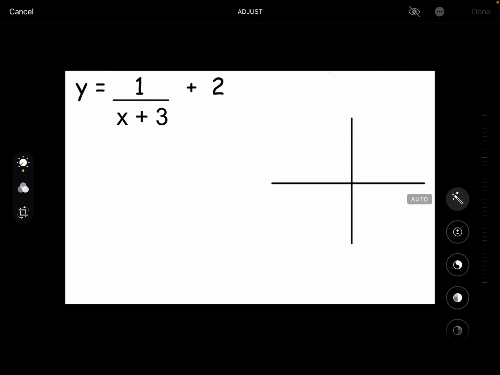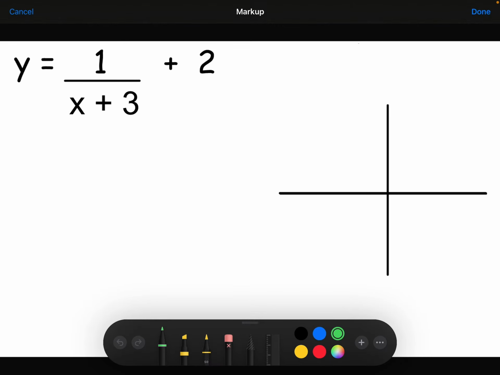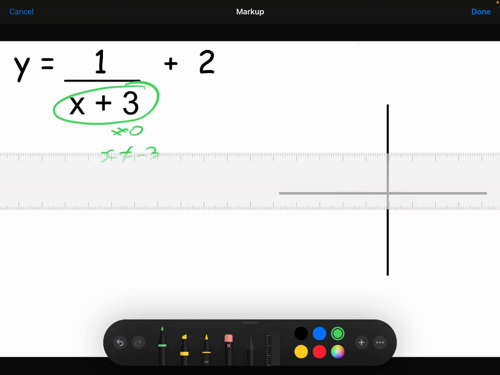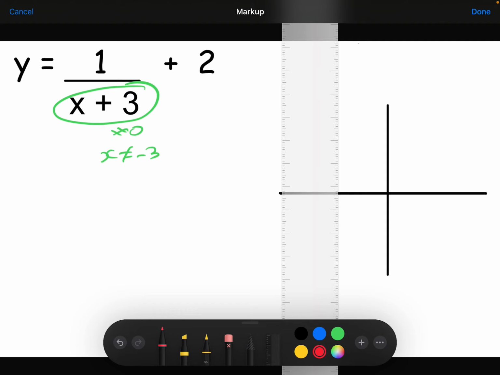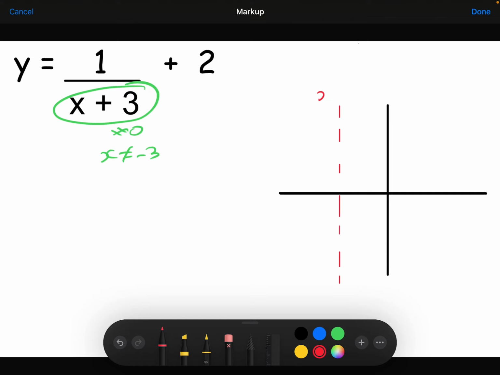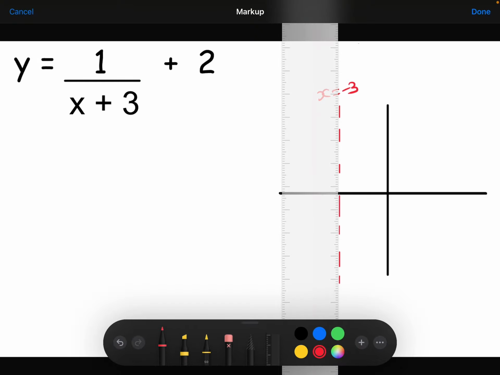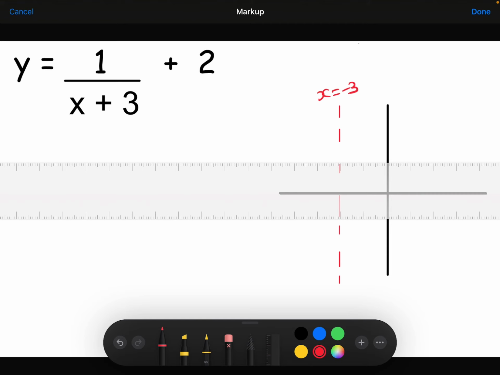Right, 2 more examples. My vertical asymptote, x can't equal minus 3. This is not allowed to equal 0, so x cannot equal minus 3. So let me draw my vertical asymptote in at x is equal to minus 3. Now, in this case, my horizontal asymptote is going to be at y equals 2.